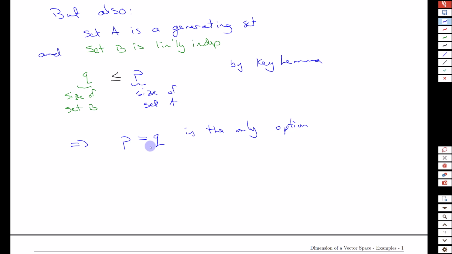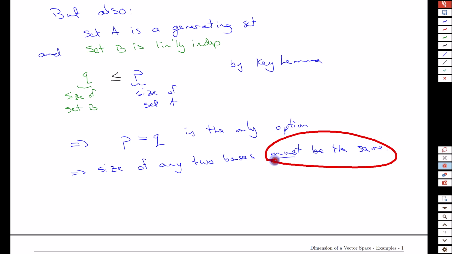And P and Q were the sizes of both bases. So the size of any two bases must be the same. And that is a fantastic result that gives us what we need to know about dimension. If we say a vector space has a basis, I find one, you find one, whatever we find in terms of the actual vectors, the number of elements in it must be the same.